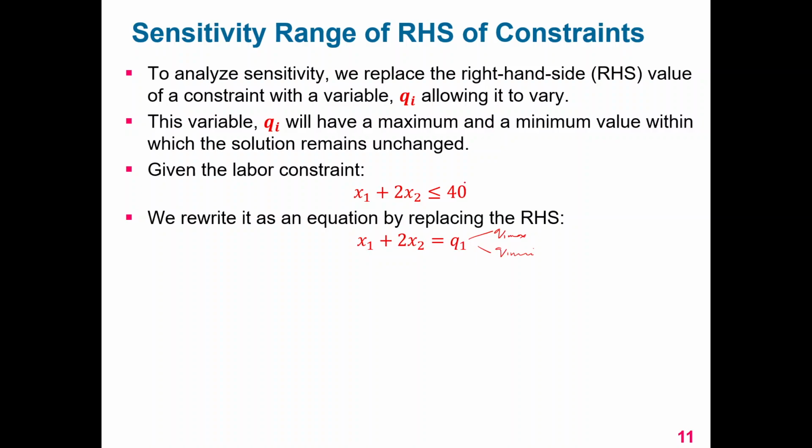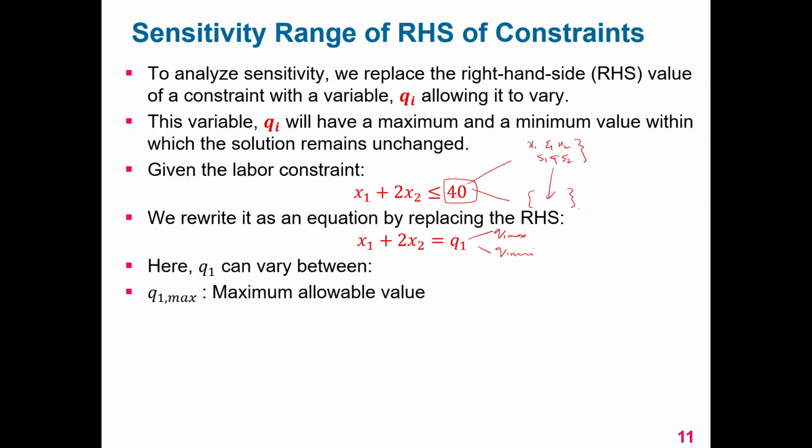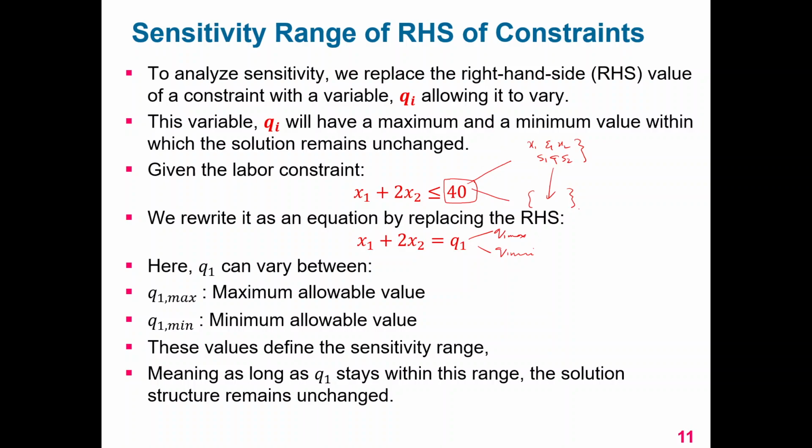By that I mean that originally we had 40. We want to see how much we can increase the value of the labor hours, and still the solution structure remains the same, that is x1 and x2, and the slack should exhibit the same characteristics. Similarly we can also reduce the value of the 40 and see how this solution structure still holds. So q1 has two values, q1 max and q1 min, and as long as q1 stays within this range, the solution structure remains unchanged.